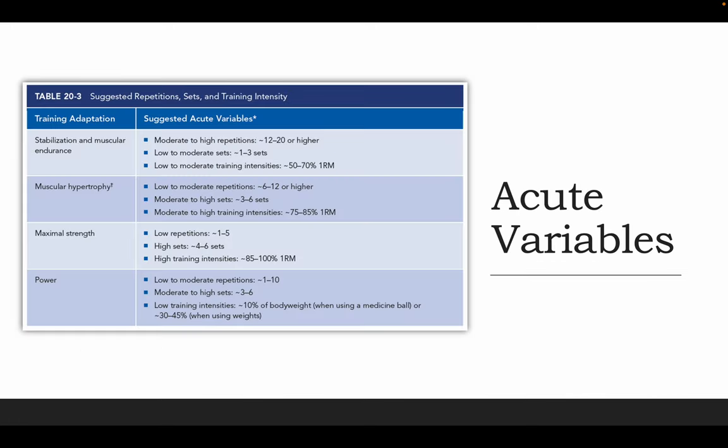All right, so here are your variables and what we just talked about: reps, sets, and intensities. You can look here, a little bit more clear. They're broken down a little bit more.